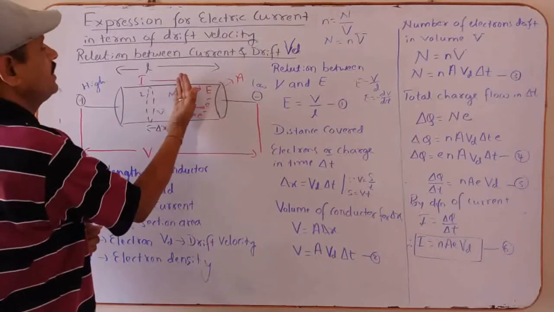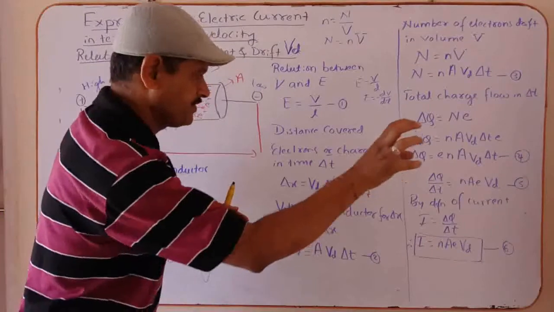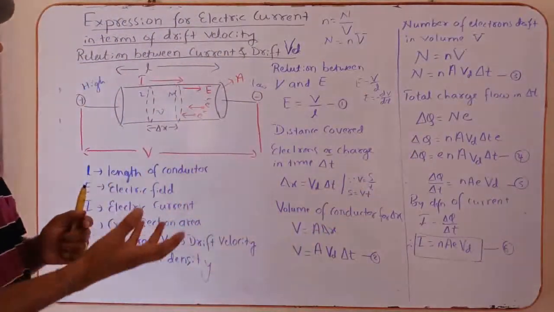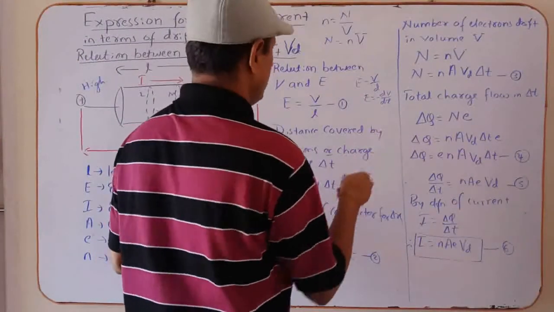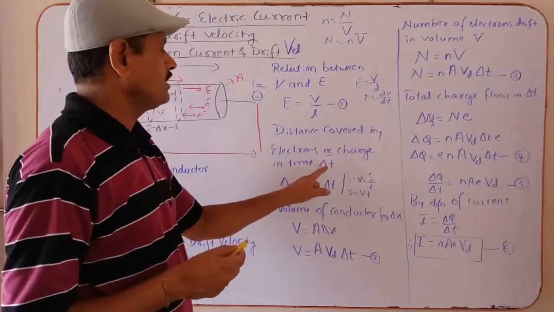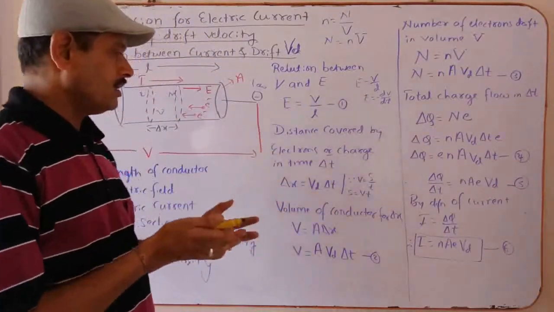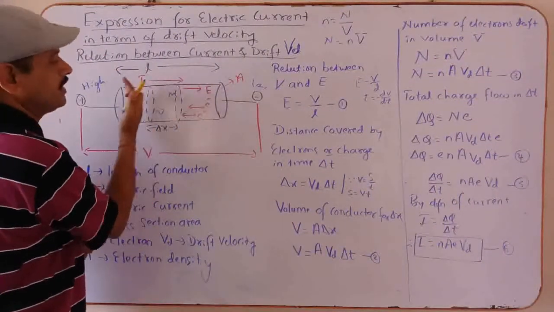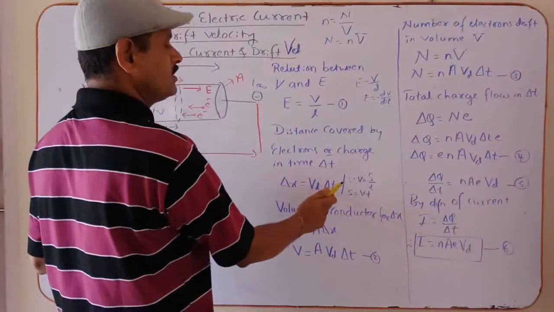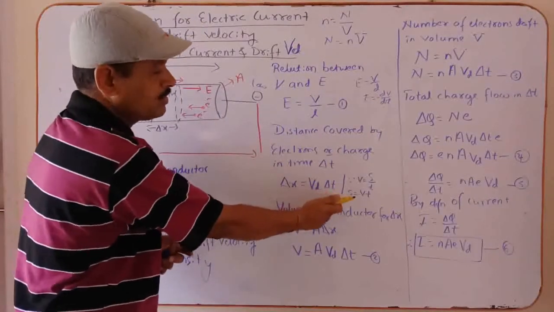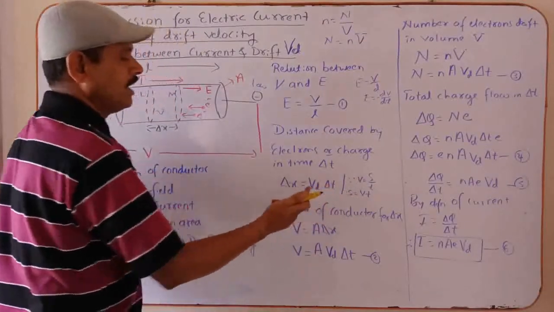Now electrons drift here. When electrons drift inside the conductor, it means charge drifts. With drift velocity Vd, the distance covered by the electrons or charge in time delta t is delta x. That delta x is equal to velocity into small time t, because velocity is distance over time, so distance is velocity into time.